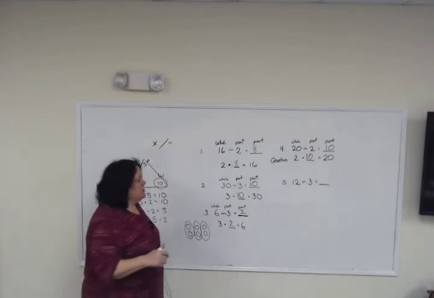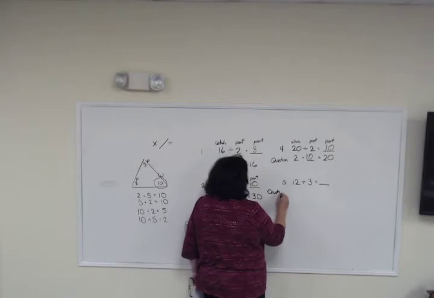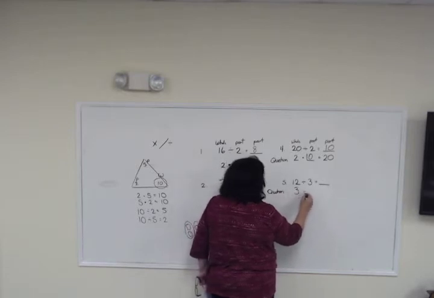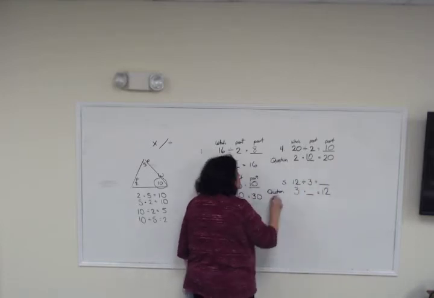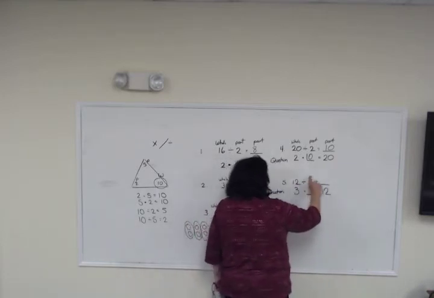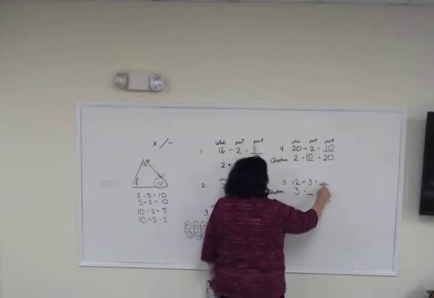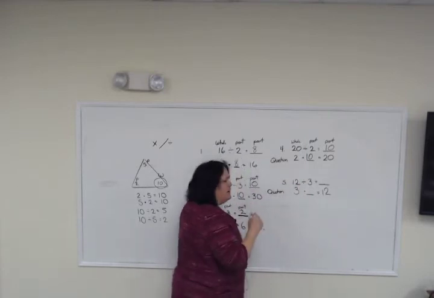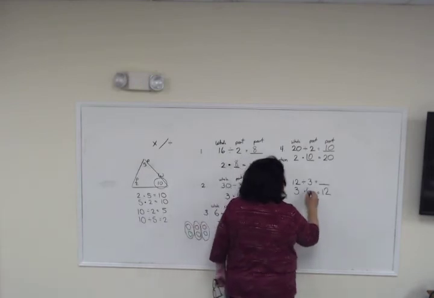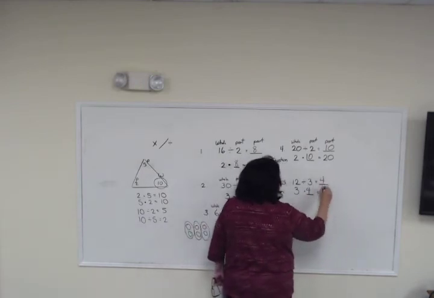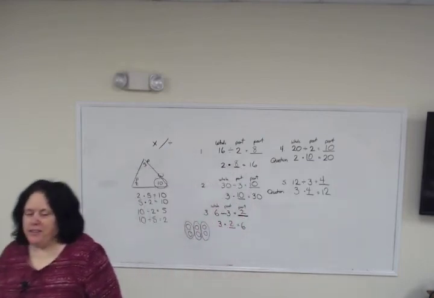Gisela, what's my question going to be? 3 times what equals 12? That's right. This part times this part equals 12. I know this part is 3, but 3 times what equals 12? 4. 3 times 4 equals 12. So 12 divided by 3 equals 4. Any questions about this?